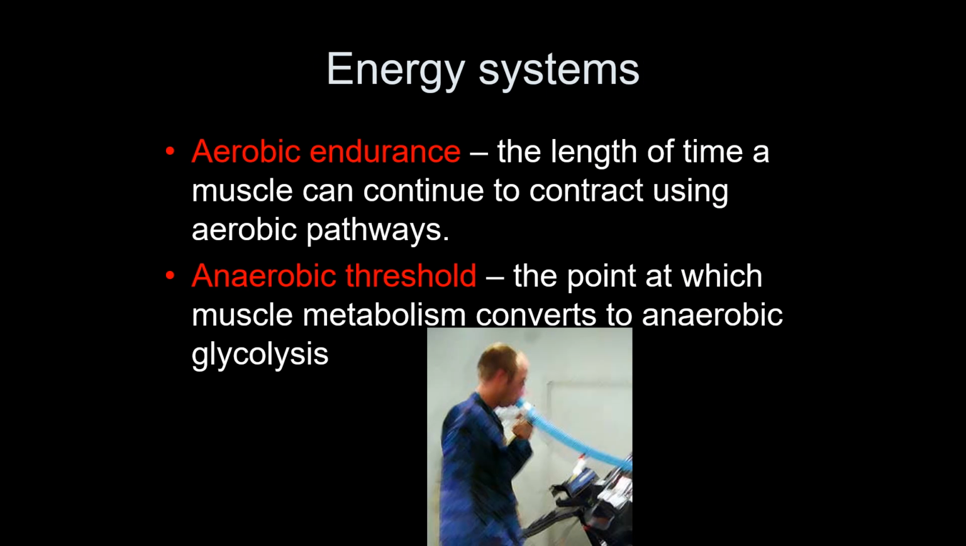Alright, aerobic endurance is how long your specific muscle can do aerobic pathways without switching to one of the anaerobic pathways. And again, that's different for every person, and it's different for different muscles within that person. The anaerobic threshold is the period at which a muscle can no longer carry out aerobic pathways and has to switch to the anaerobic pathways, either glycolysis or creatine phosphate. Again, different for everybody, different for all muscles.